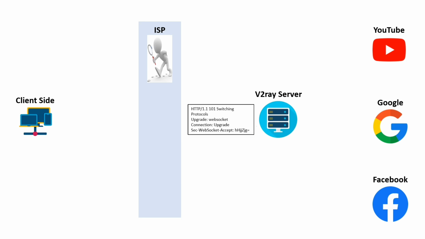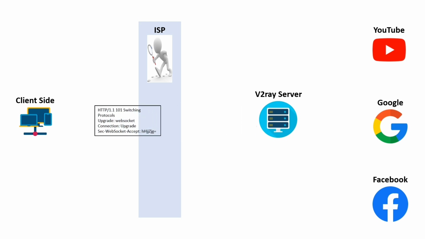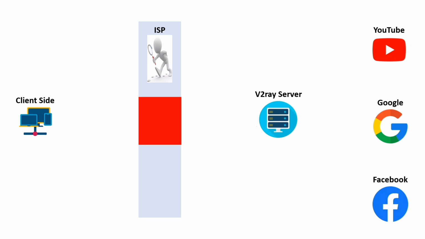Now the V2Ray server sends a response. It says the request is accepted. After successful acknowledgement, an encrypted tunnel will be created. The ISP can't see what things are going through this tunnel. You can send anything through this tunnel. You can communicate with servers like YouTube, Google, Facebook using this. But the ISP thinks you are communicating with a VPN server. This is how V2Ray works.